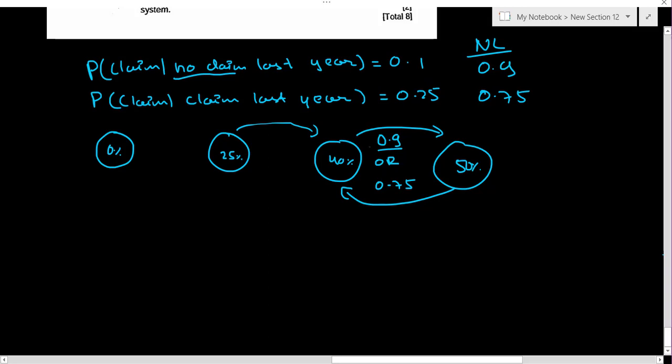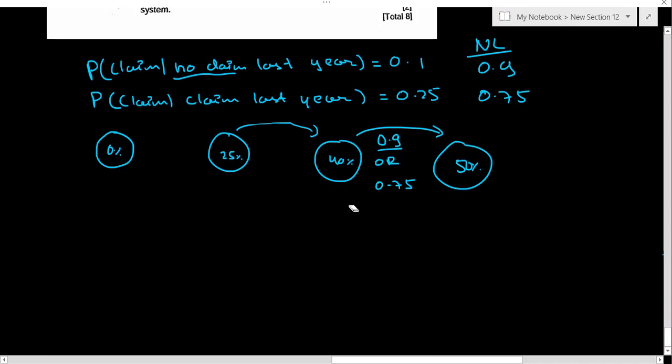So if he was in 25 last year, that is he did not make a claim last year, then the probability of him not making a claim this year and moving to 50 would be 0.9. And if he was in 50 last year and moved to 40, that is he made a claim last year, then his probability of moving from 40 to 50 would be 0.75. So I need to split 40 into two parts based on whether he moved from 25 to 40 or 50 to 40.